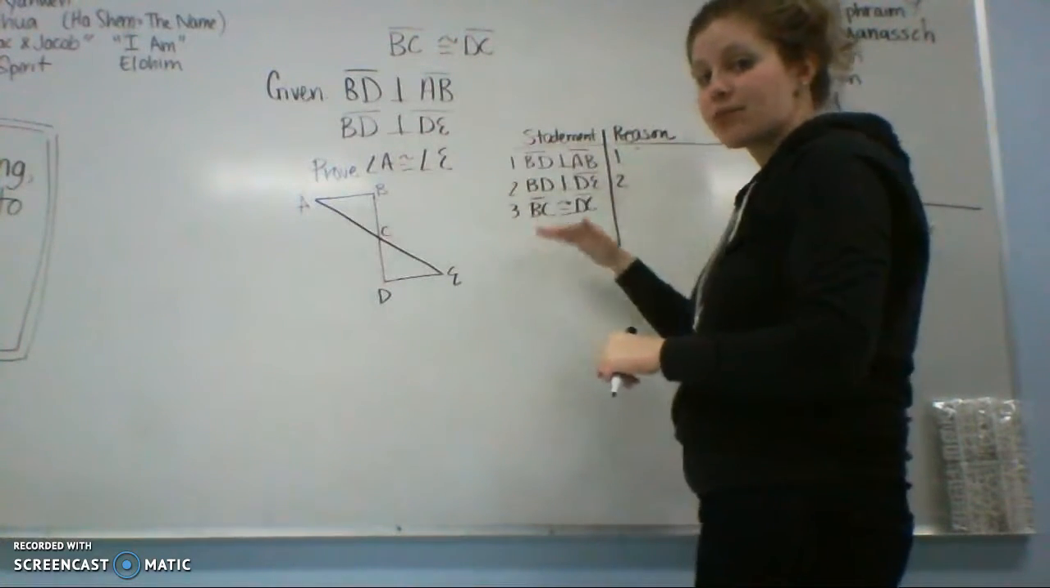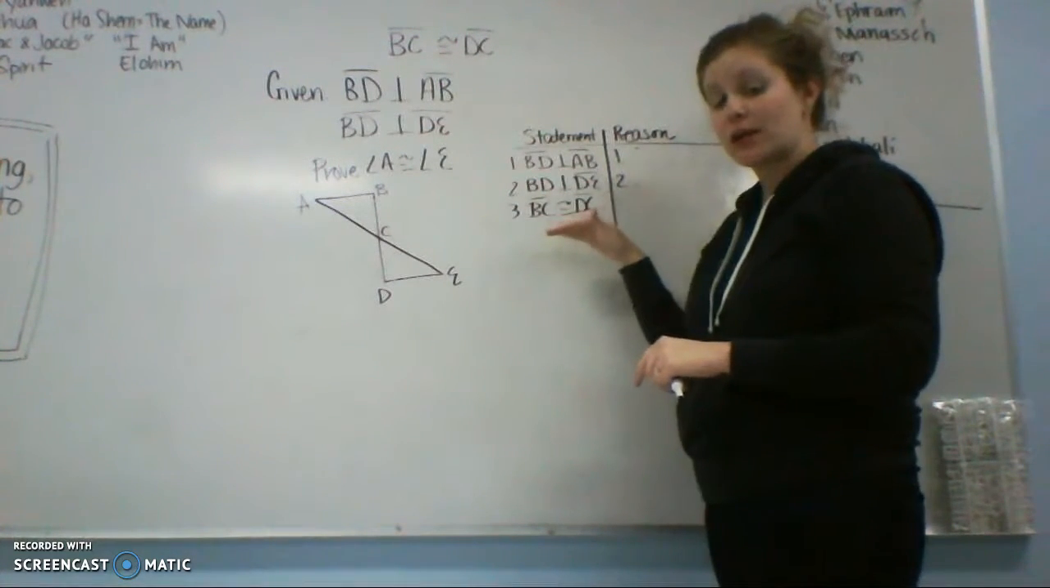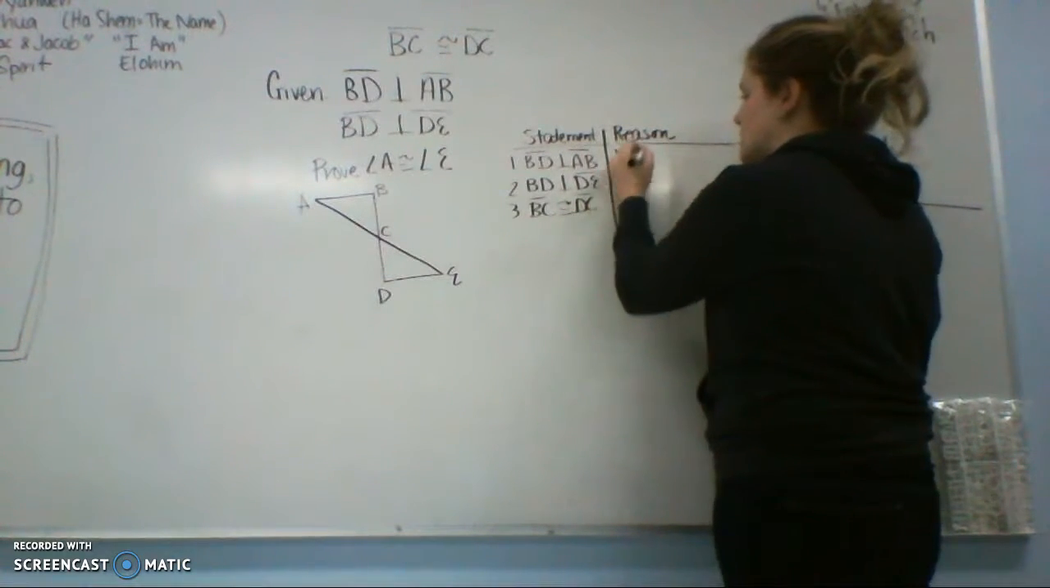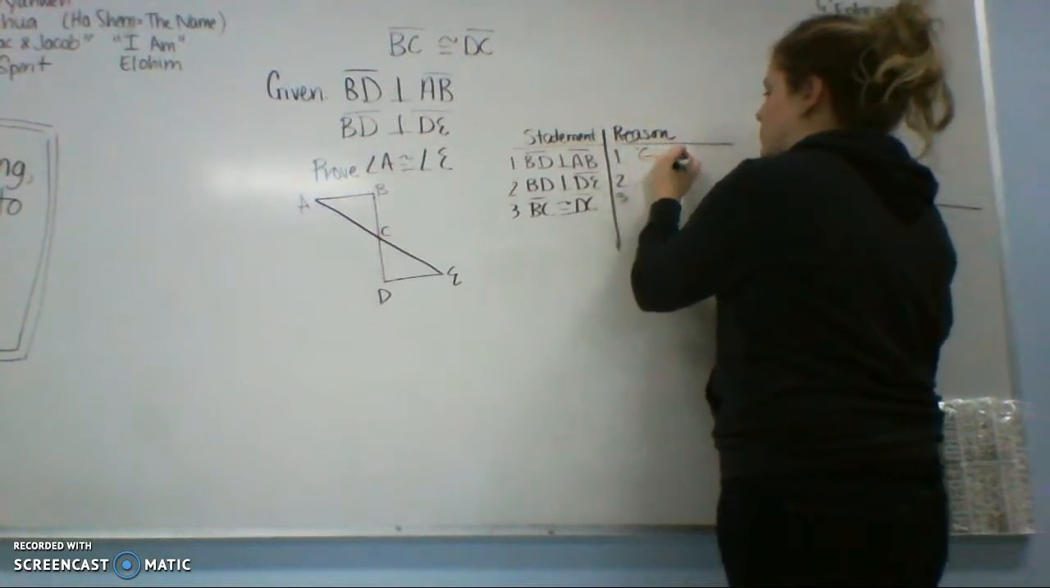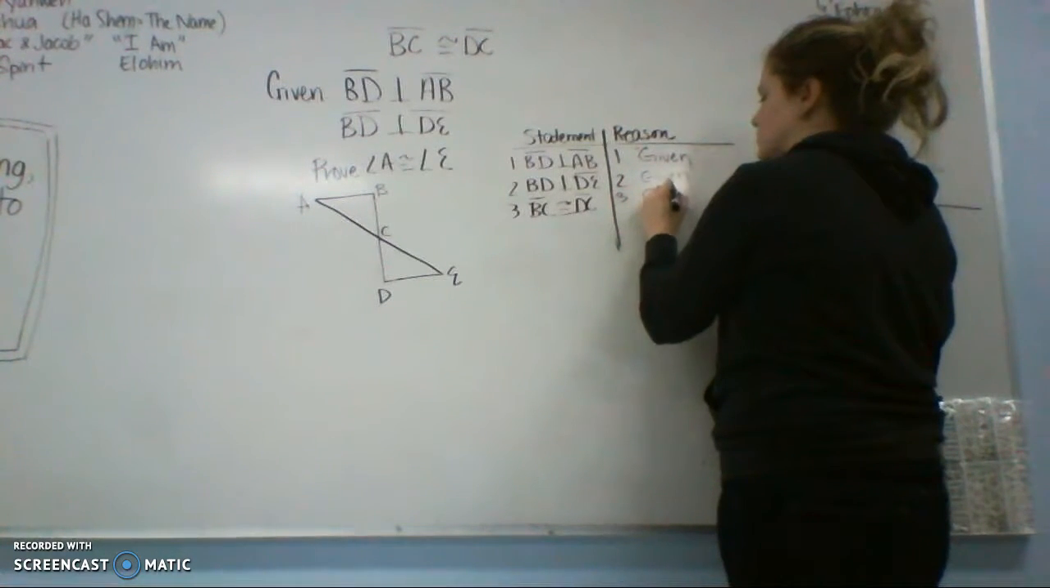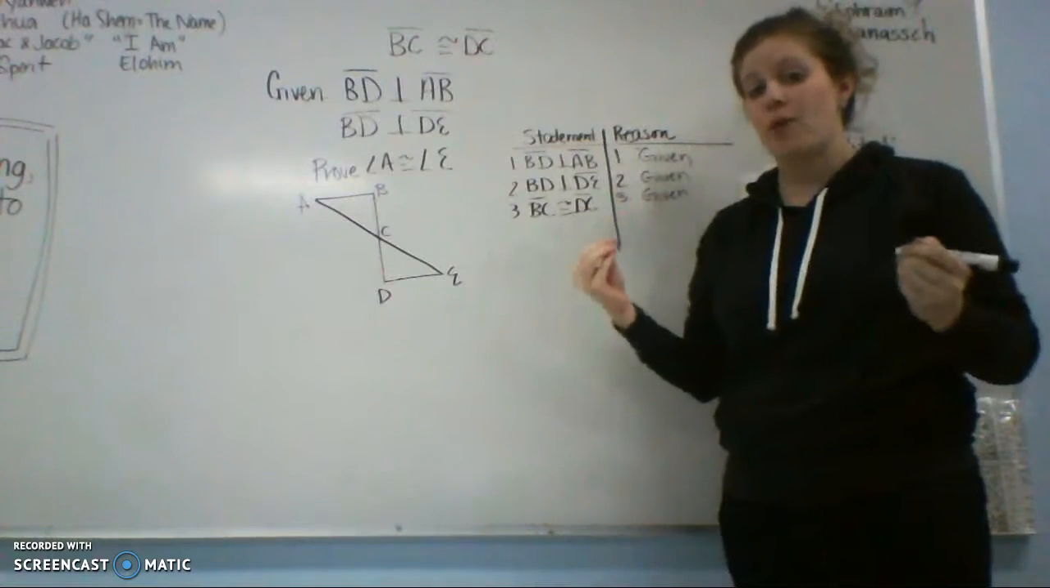So I've got my 3 statements that I was given already written down in my proof, and I'm going to go ahead and label those reasons as given, all 3 of them, because they gave me 3 separate things. And now I'm going to mark them on my page.